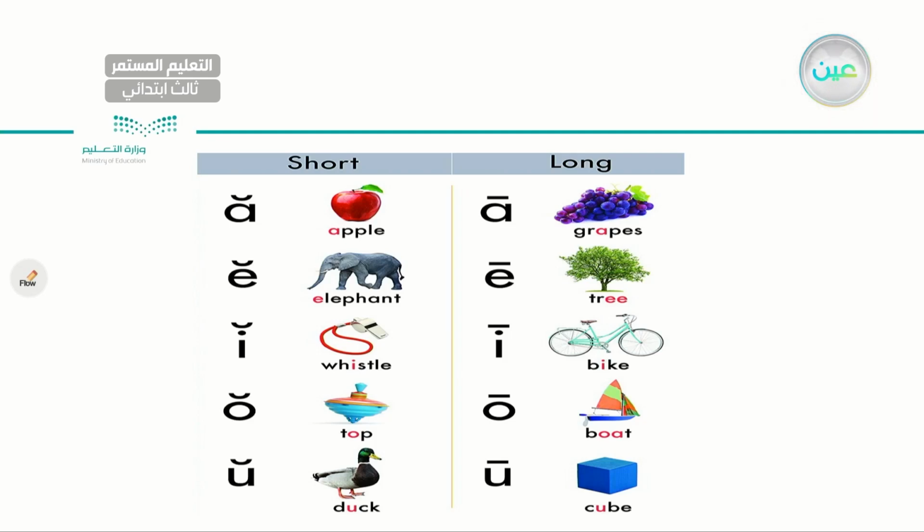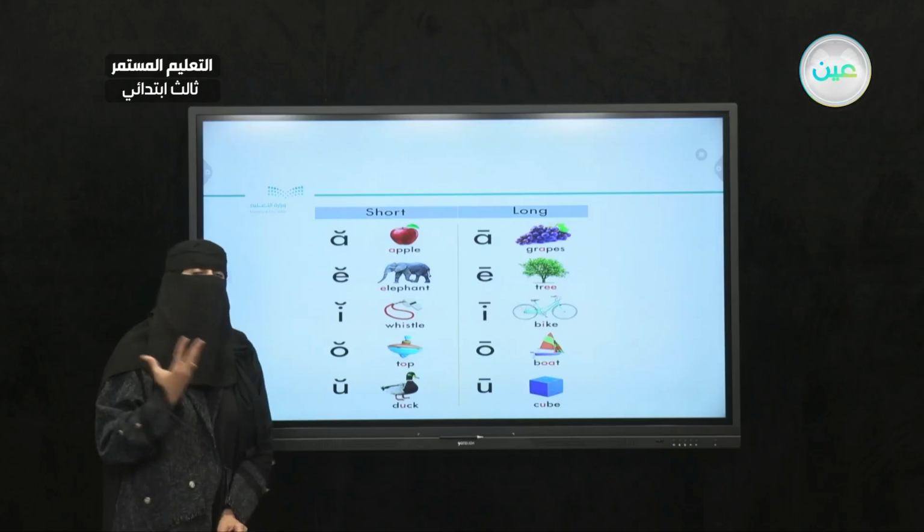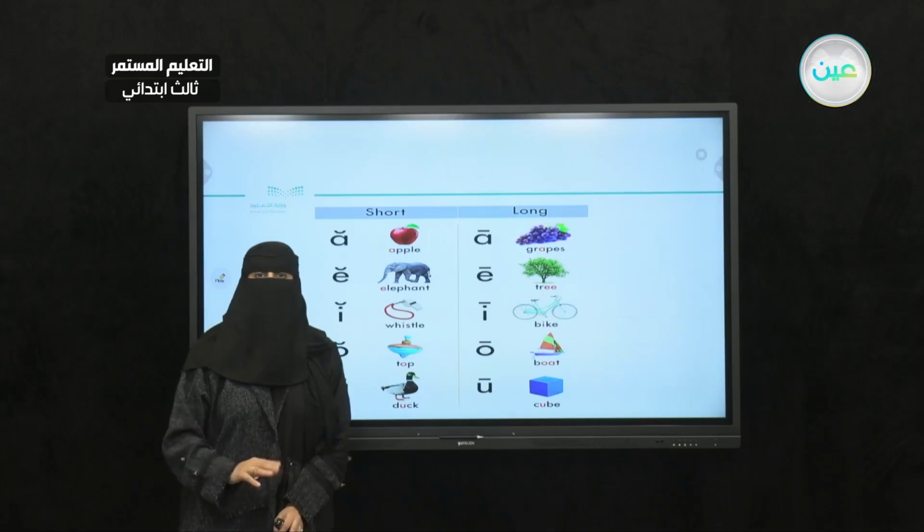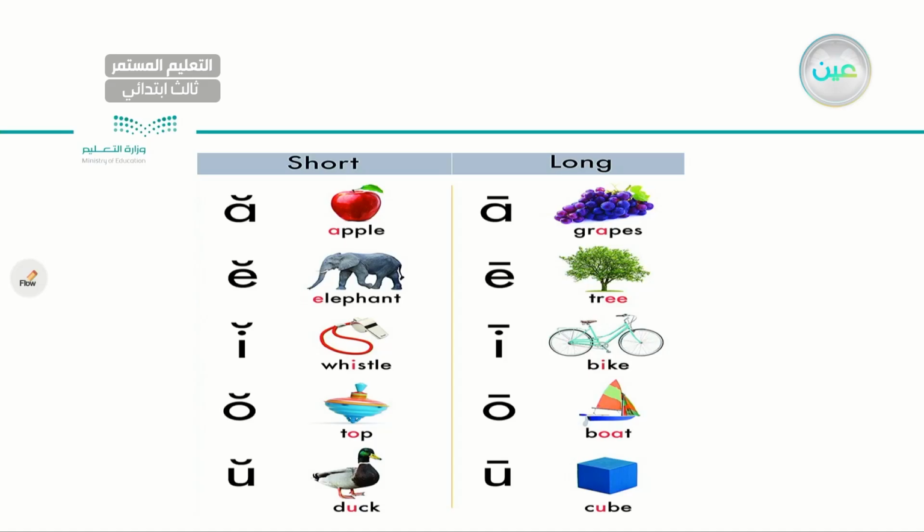Let's start with the first one. Apple. Okay, so that's a short A. Now let's go to the long A. Let's see how the A sounds here. Grapes. A. Apple. Grapes. Okay, so that's the difference between the short A and the long A. So that's the first vowel we have.